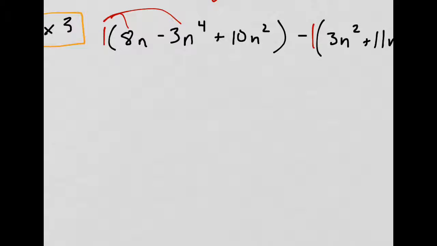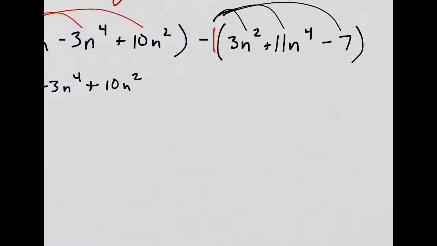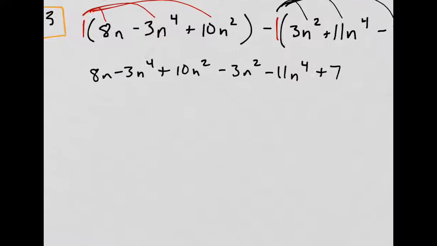First you distribute. The 1 times all this doesn't change anything. So we just get 8n minus 3n to the 4th plus 10n squared. And then the negative 1 here, that changes the sign. So negative 1 times positive 3 is negative 3n squared. And then minus 11n to the 4th. Negative 1 times negative 7 is positive 7. So then we get that.